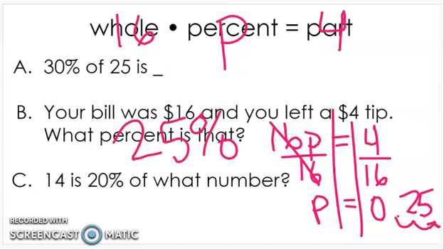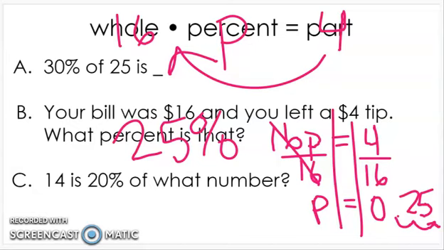Now, if you're like, oh, that's a lot of work to show, it kind of is, but you can also remember to take the number that's by itself, which would be that 4, and just divide it by the number that is with the P. All right, last one here.